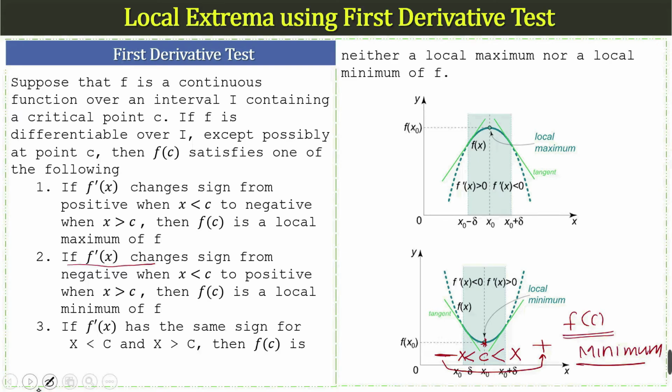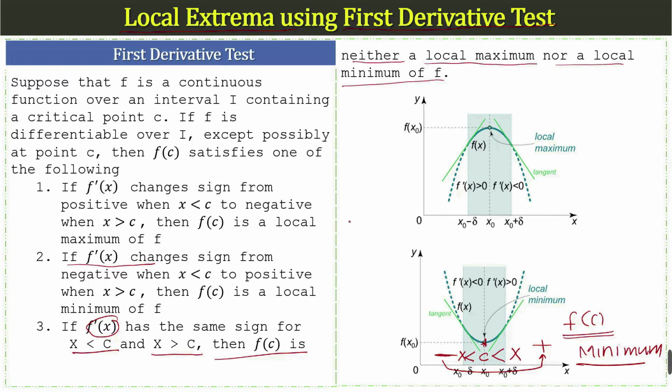If the derivative of the function, f prime of x, has the same sign for x less than c and x greater than c, then f of c is neither a local maximum nor a local minimum of f. So this is the first derivative test: how we can determine the local extrema, meaning local maximum and local minimum, using the first derivative test.